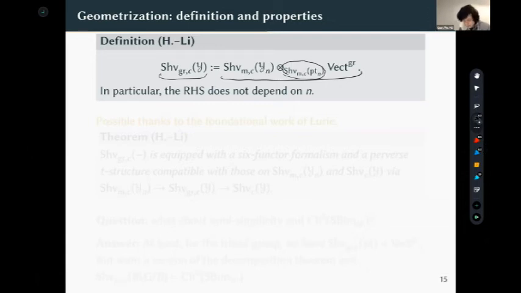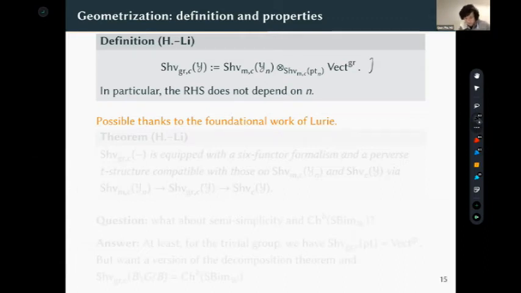Okay, so for what I wrote down to make sense: a priori the right-hand side depends on n. But one can prove that in fact the right side does not depend on n. And so we actually get a sheaf theory on Y itself, which does not depend on an F_{q^n}-form of Y, provided that Y is finite type. And I want to note that all this, such a natural construction, is due to foundational work of Lurie, because tensor categories are something that he did. And the formalism is complicated, but it's very workable.